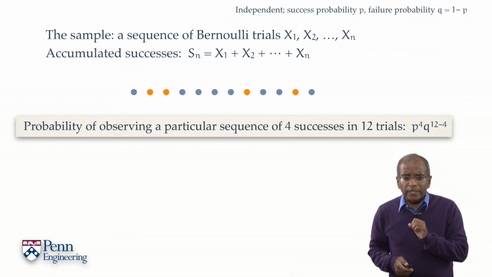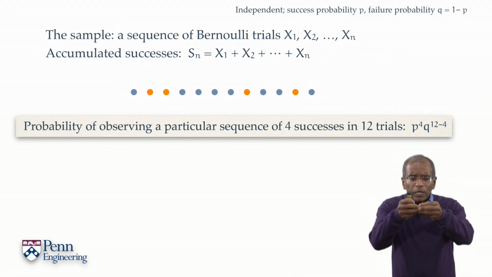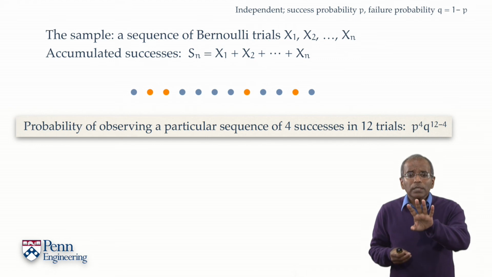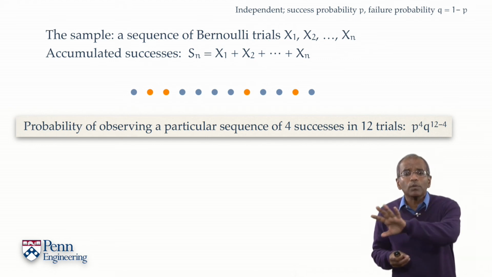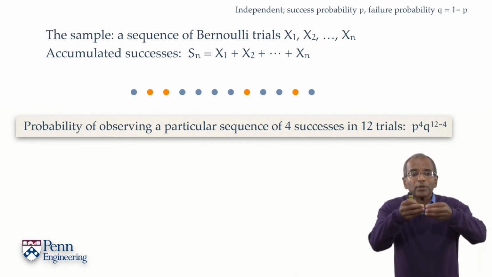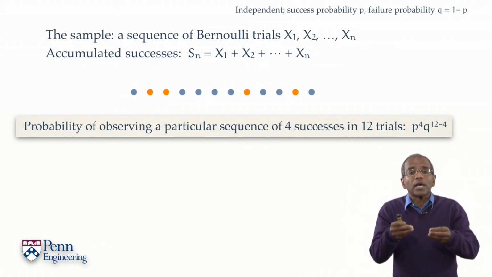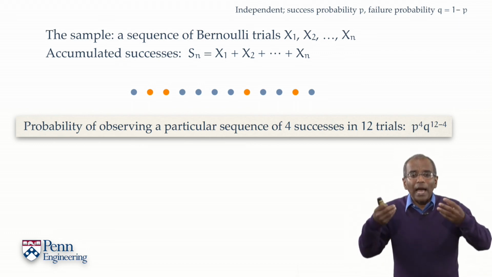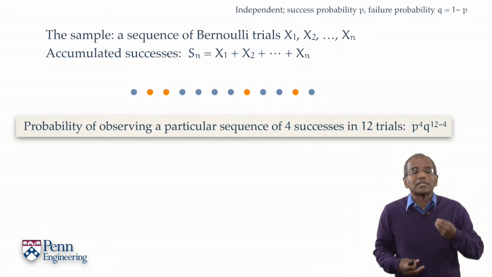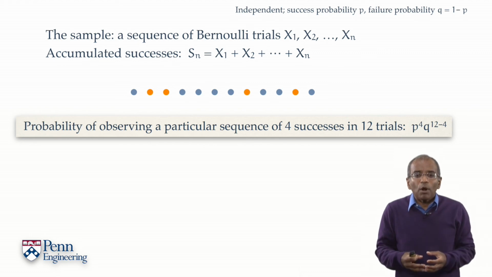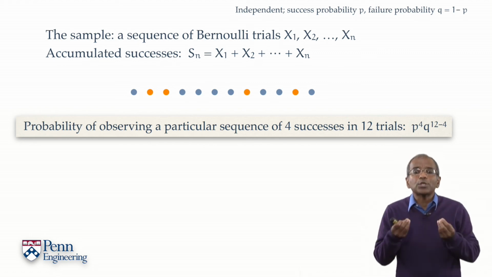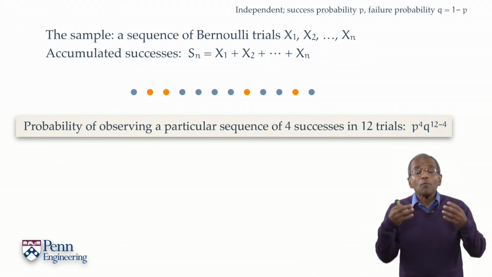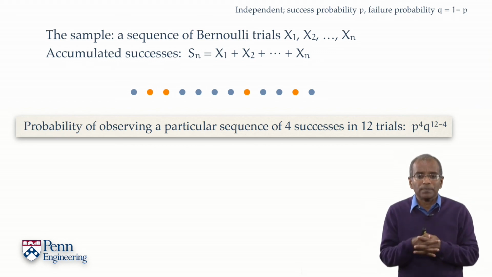Now, a little introspection tells us the picture is going to be a lot like the one we have on the screen, with the proviso that the 4 orange balls could migrate and move around. But at the end of the day, we're going to have 12 balls, of which precisely 4 are orange. Every sequence, every atom that contributes to the event that there are exactly 4 successes, will have probability p to the power 4 times q to the power 12 minus 4. And so the question now is, how many such sequences can we construct?